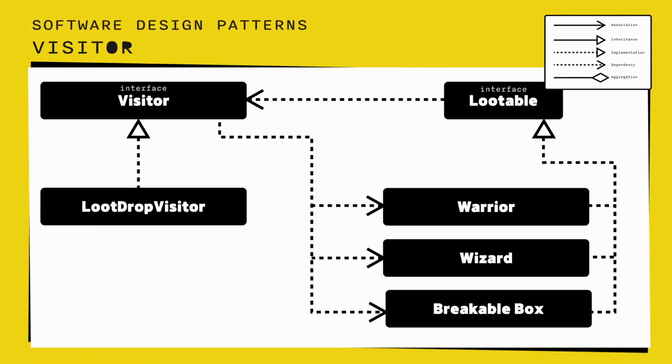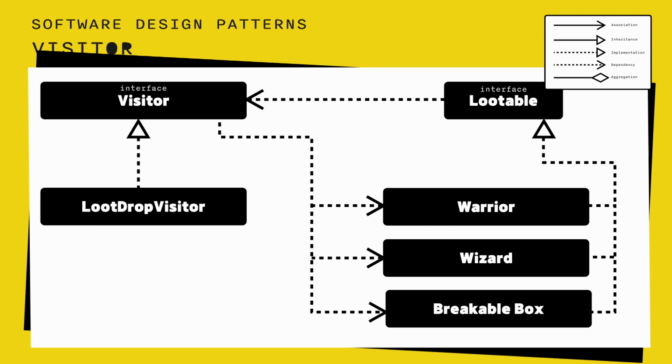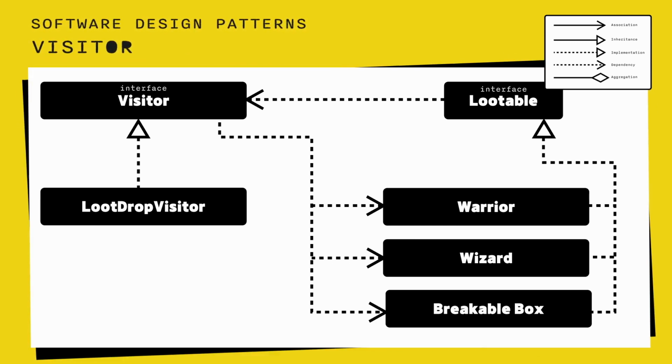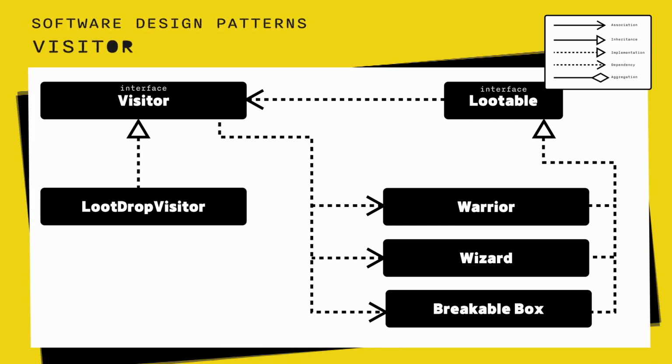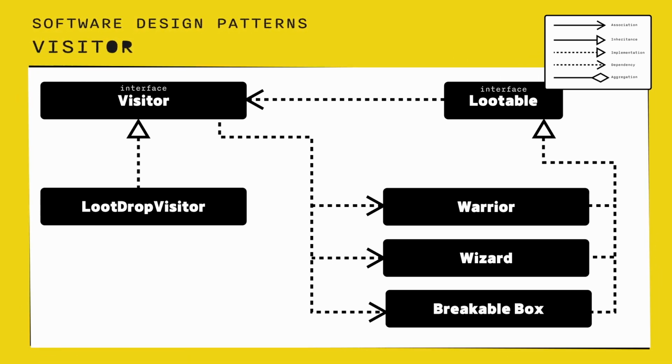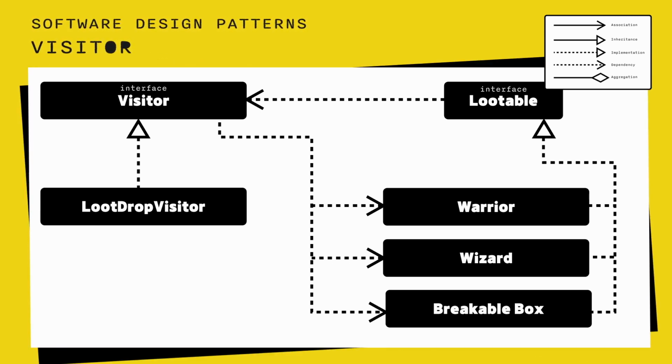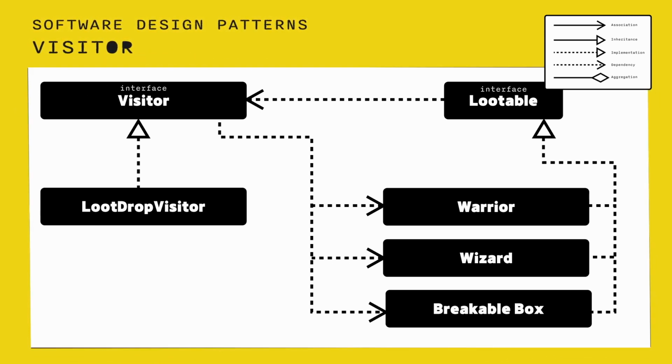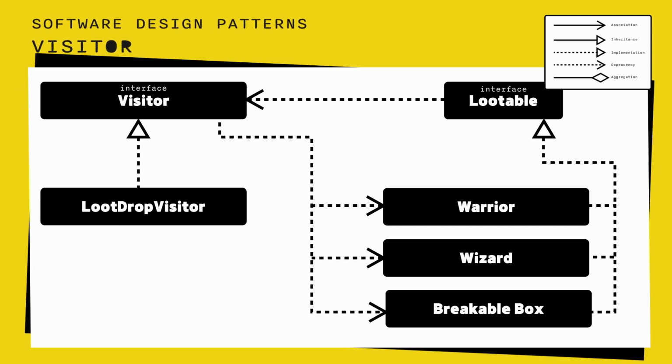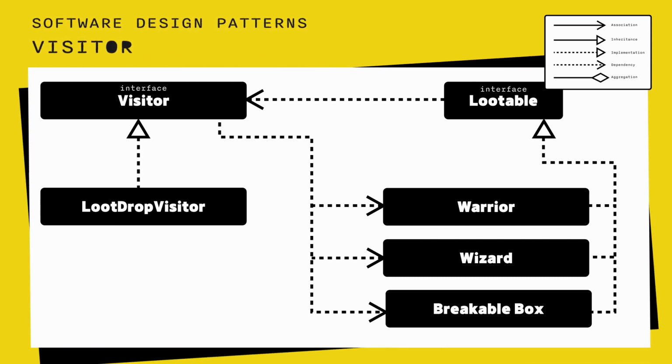When one character dies or a box breaks, it drops some loot. Does this code belong to the character or item class? Maybe not. So with this pattern, you would have a visitor interface and a loot drop visitor with methods like visit with a warrior parameter, visit with a wizard parameter, visit with a box parameter. In the loot drop visitor class, you implement the logic of dropping the actual loot.